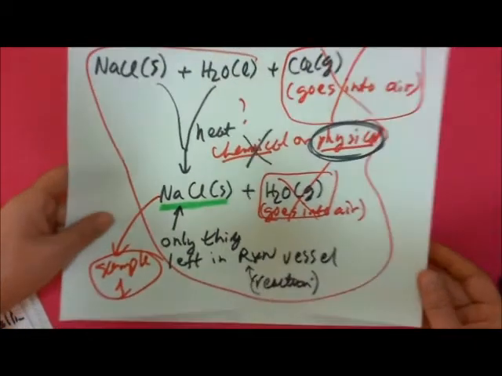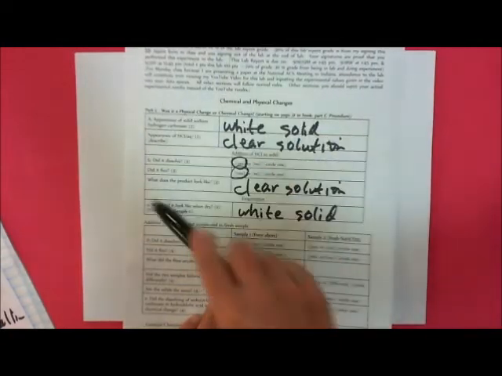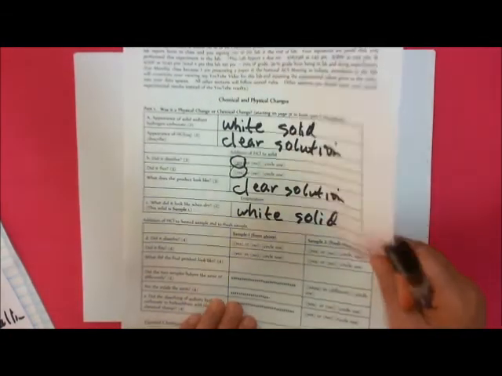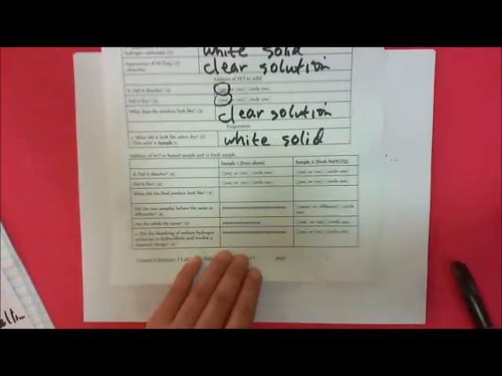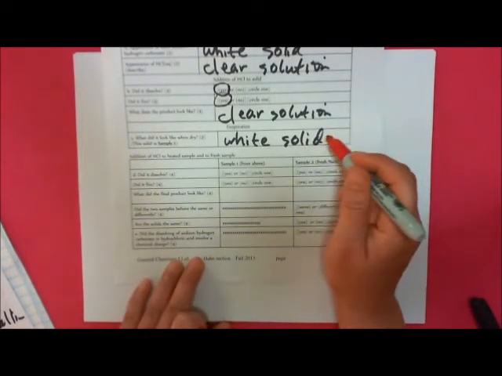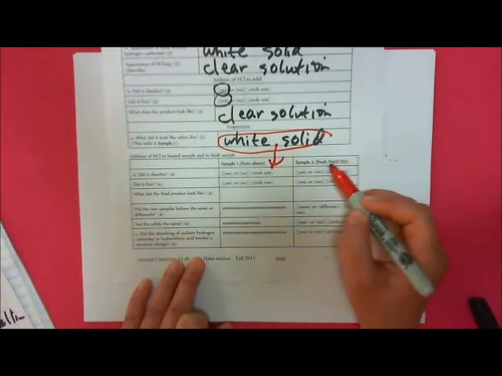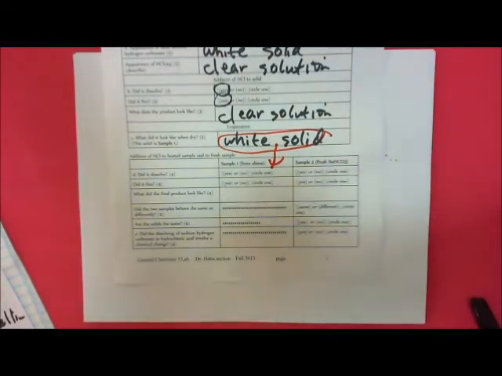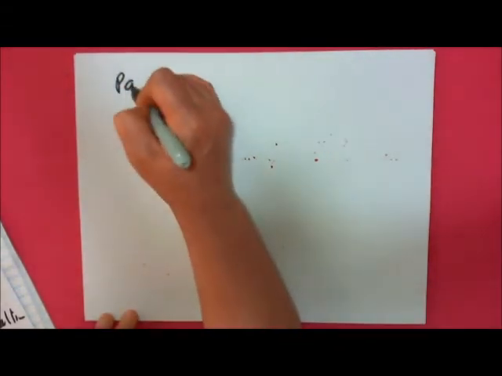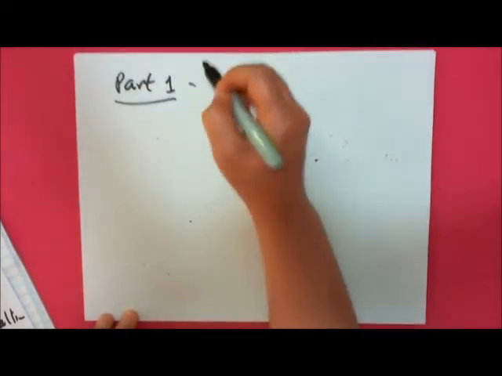Alright, so this is still part 1, but this is the second half of that chart. What we did up to that point is this part right here, and now we're going to do the second part. When we do the second part, your sample 1 is going to be this white solid that you got from above. Your sample 2 is fresh sodium bicarbonate that you get from the side of the lab. So we're still doing part 1, the second chart.